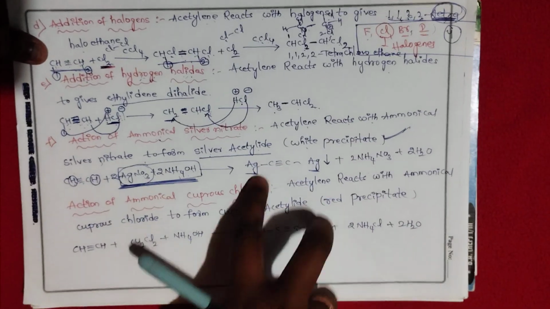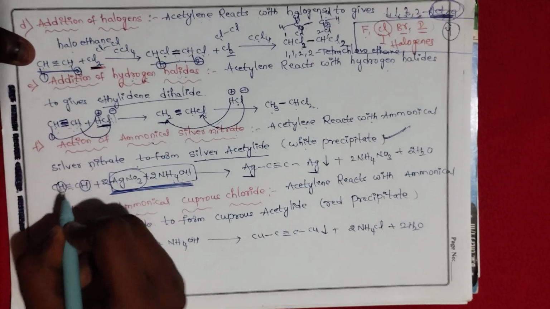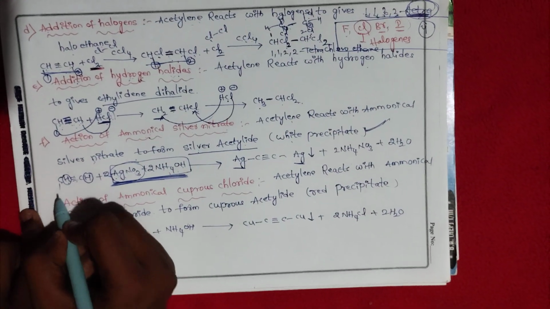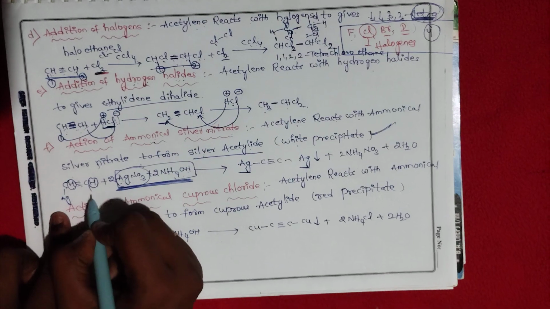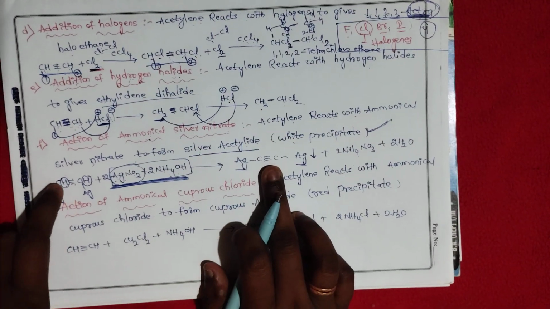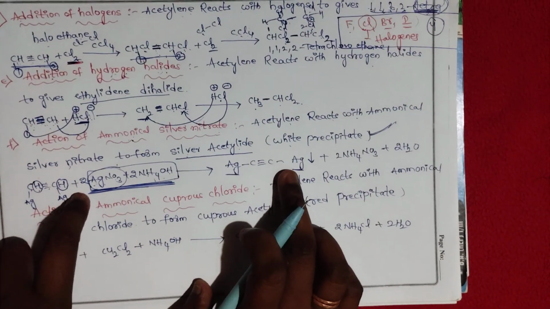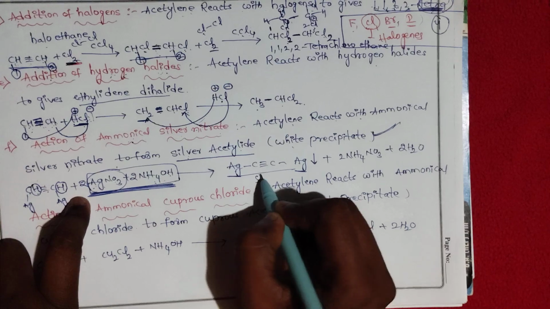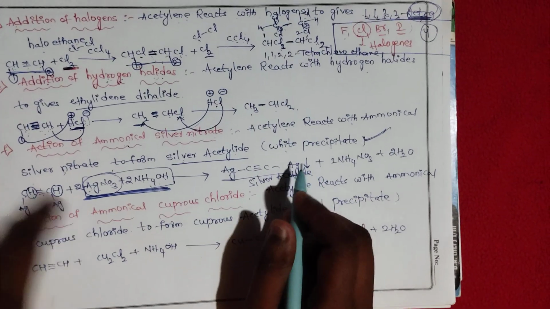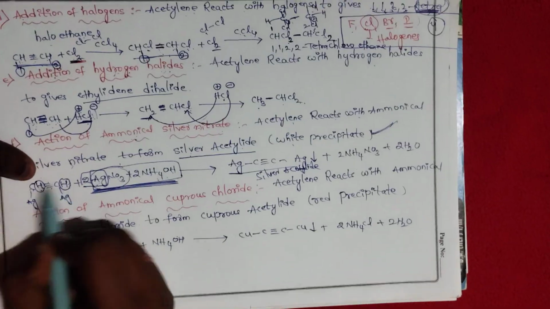How many silver groups are present in the final product? Two silvers. So two hydrogens are replaced by two silvers. On this side one Ag is added and on this side another Ag is added. Same product: C-Ag triple bond C-Ag. This is called silver acetylide. So two Ag are added to the acetylene.